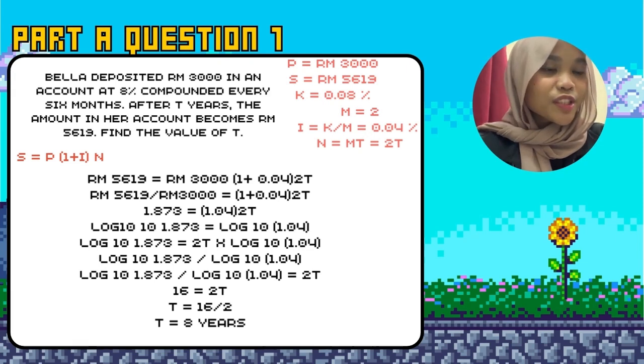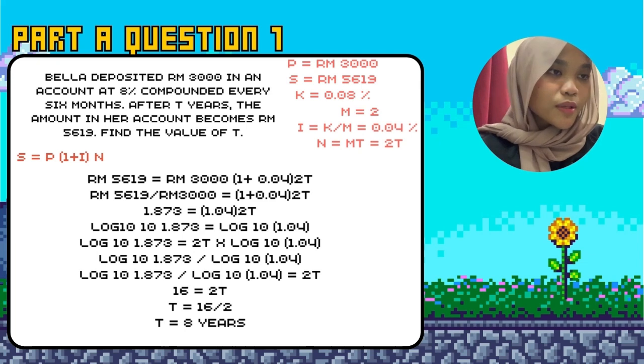T. We will change the position of 3,000 under the S, which is 5,619. We will get RM 5,619 over RM 3,000 equals bracket 1 plus 0.04 closing the bracket to T. Continue and we will get 1.873 equals 1.04 to T.